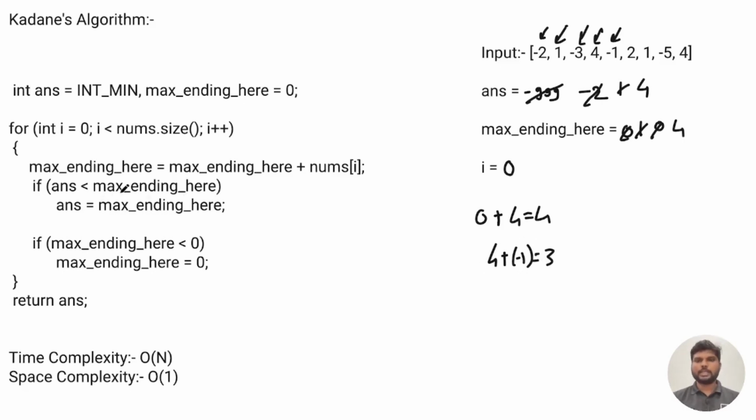So is answer less than max ending here? Well, answer is 4 and max ending here is 3. So the answer is not less than max ending here, right? Then we check max ending here is less than 0. No, max ending here is not less than 0. Then we increment I again.